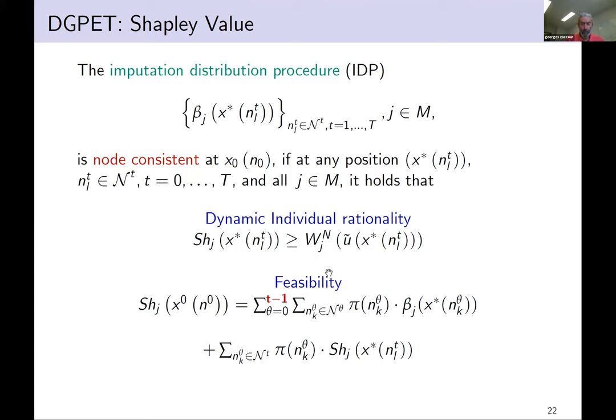I need, of course, to have feasibility from an accounting point of view. What does it mean? This is what player J is entitled to receive in the whole game. Now, for this allocation to be feasible, what I have been giving to player J from the start till period T minus one by using this imputation distribution procedure, plus what I will be giving him in terms of Shapley value after this T minus one, should be consistent. The sum should be equal exactly to what player J is entitled to get in the cooperative game.